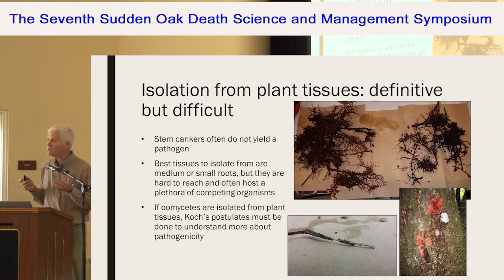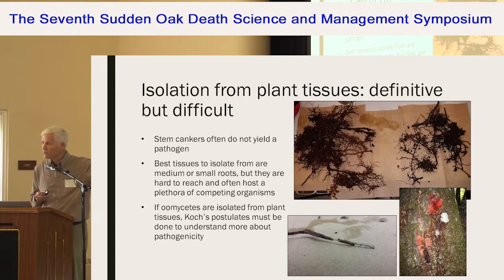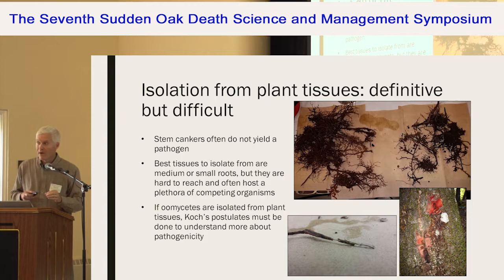And even if you are able to isolate the Phytophthora from plant tissue, you still need to go through Koch's postulates with that plant, or hope that it's already been done with that plant species, in order to really have a good grasp that this Phytophthora is causing this damage. The root samples on the top are two different samples of small redwood roots. The one on the right, you can see, is a little bit different from the one on the left. When I baited from the one on the right, I did get an oomycete. The one on the left, I did not.